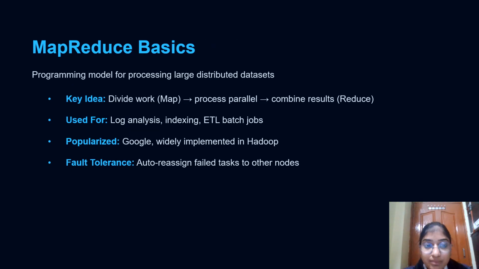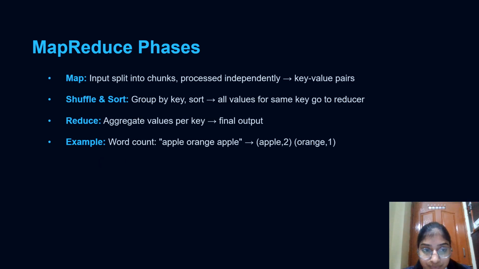Now we are going to understand the MapReduce basics. MapReduce is a programming model used to process big data in parallel. Its key idea is to divide the work, do parallel processing, then combine the results. Dividing the work is known as map and combining the results is known as reduce. It is used for log analysis, indexing, and ETL batch jobs, popularized by Google and widely implemented in Hadoop. For fault tolerance, it automatically reassigns failed tasks to other nodes. MapReduce phases: first is map, second is shuffle and sort, third is reduce.